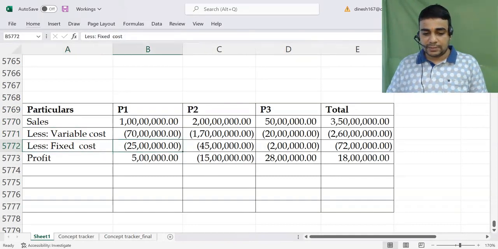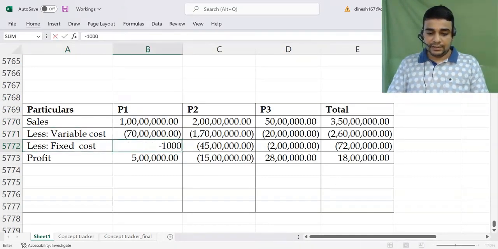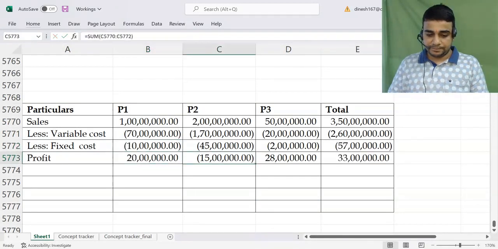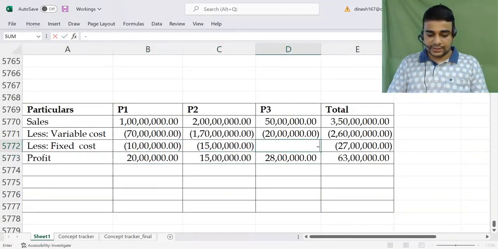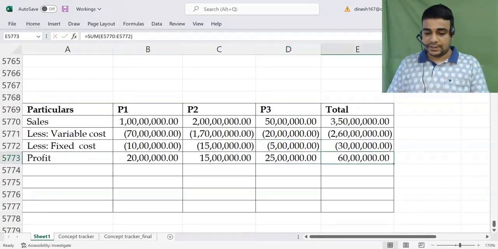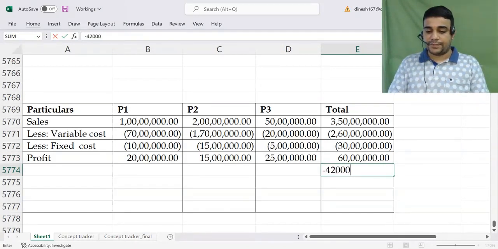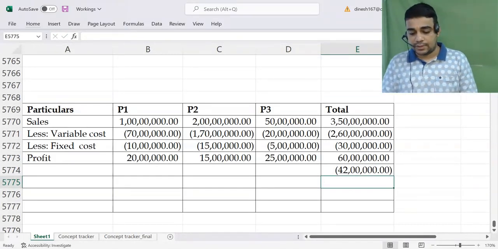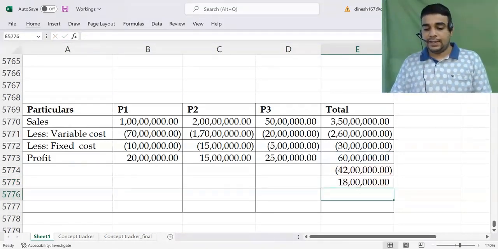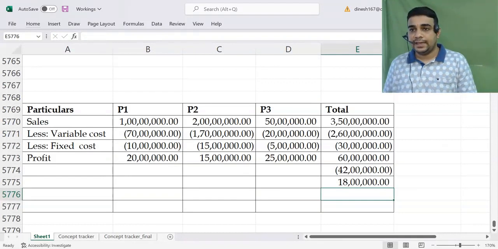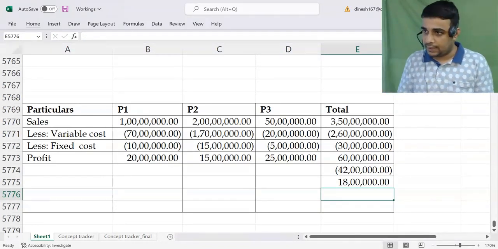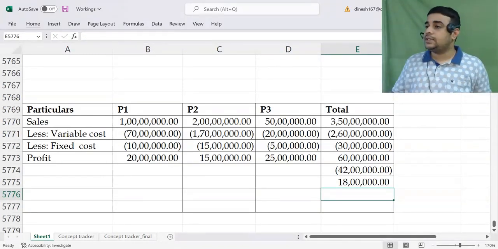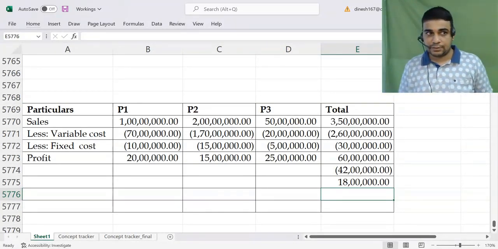Now the right income statement could be that there is 10 lakh of fixed cost here, 15 lakh of fixed cost here, and 5 lakh of fixed cost here, and after this 42 lakh is common fixed cost, which I don't put in any product. My profit is 18 lakh, the same amount which I had shown earlier, but now all three seem to be profitable.